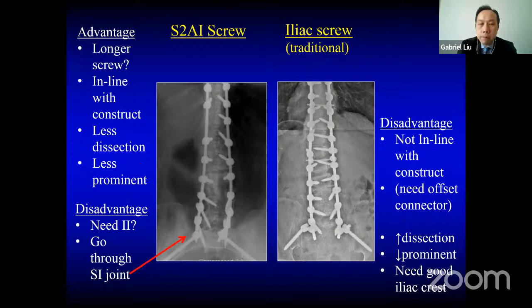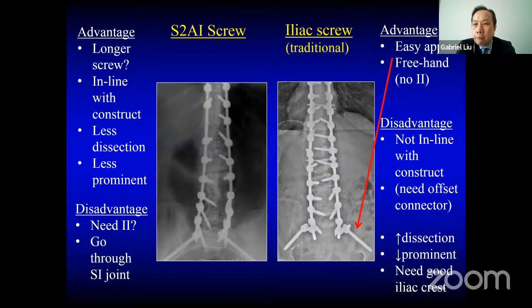But the disadvantage, as Dr. Yamato was talking about, is that most of us will probably require some form of II, fluoroscopy or navigation to put this screw comfortably into the joint, because we have to go through the sacroiliac joint. That is one of the things. Whereas with the traditional iliac screw, you can just apply it freehand, and it's quite fast and quite cheap as well.